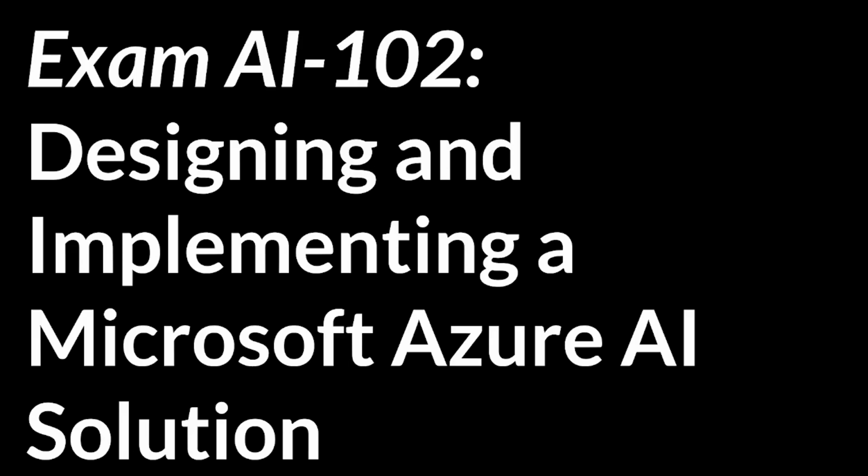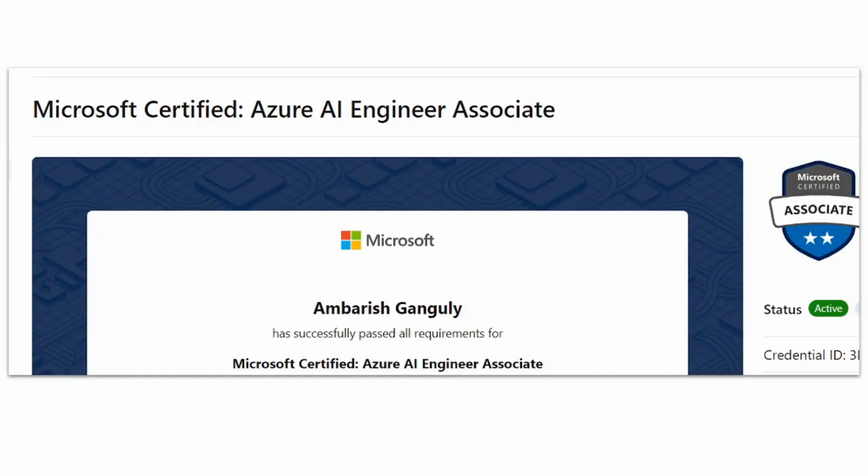Hi, in this session we will be starting a new playlist on exam AI-102, Designing and Implementing a Microsoft Azure AI Solution. If you pass this exam, you will be given the Microsoft Certified Azure AI Engineer Associate certification. And you see how I got this, it is the icon down here that shows the Azure Microsoft Certified Associate exam.